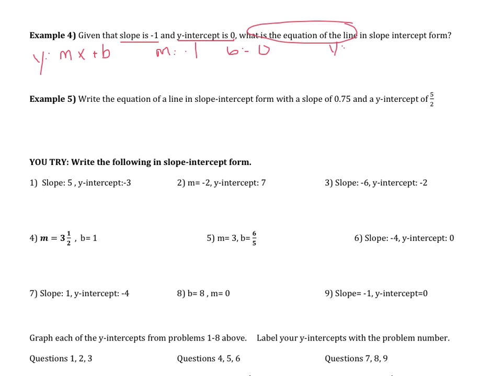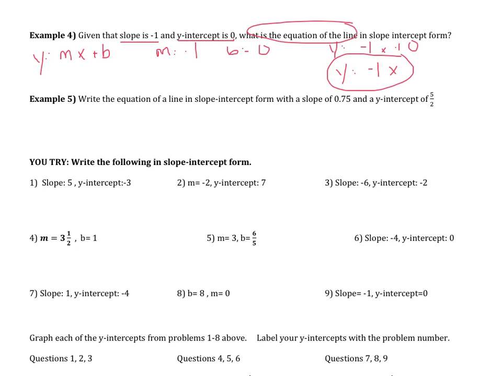Y equals a slope of negative 1x plus 0. Now, our y-intercept is 0. Adding 0 to anything isn't going to change the equation, so I'm going to go ahead and simplify this to negative 1x. We don't need to write the 0, so we take the 0 off.